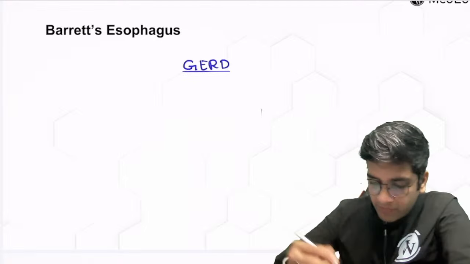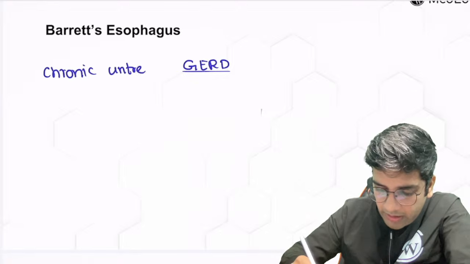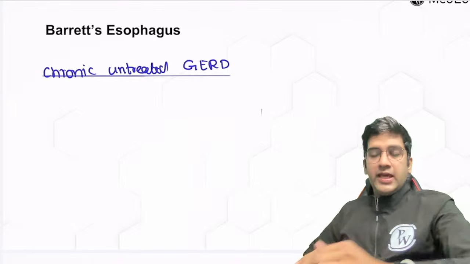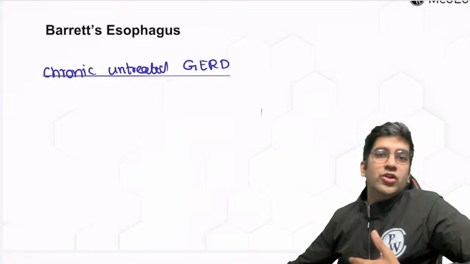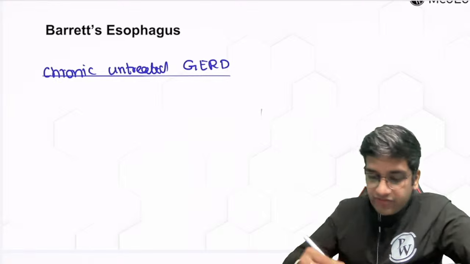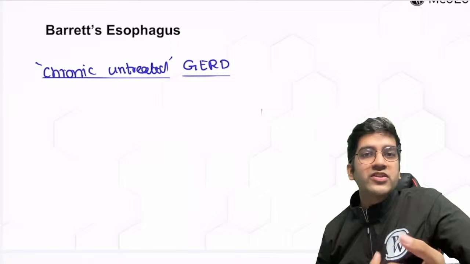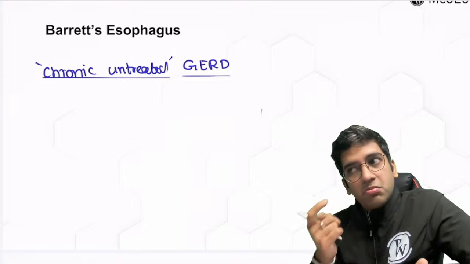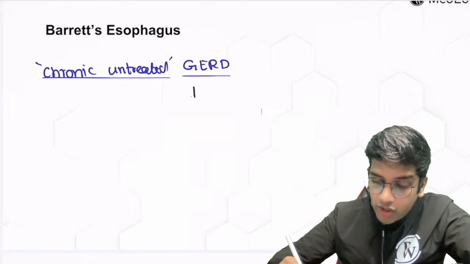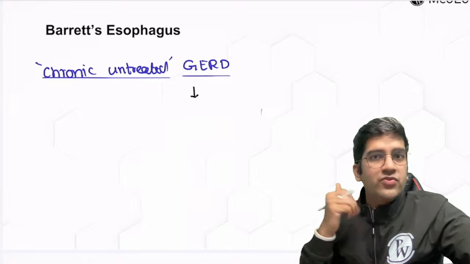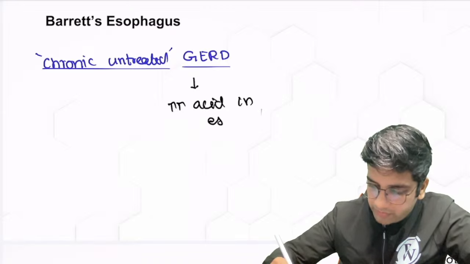So instead of writing GERD, I would be more than happy if you included chronic untreated GERD, okay? If it's a chronic untreated GERD, that's the one which is going to cause Barrett's esophagus rather than your smoking. Smoking can predispose to GERD. If these words are there, I'll understand that you've also started going to surgery postings, because GERD is what you must have read in pathology. Barrett's and GERD are more of a surgical problem. When you go to surgery, you'll read in depth about it, right? When you have a chronic untreated GERD, once in a while it's not going to cause Barrett's esophagus at all. So here, there'll be more amount of acid in your esophagus.